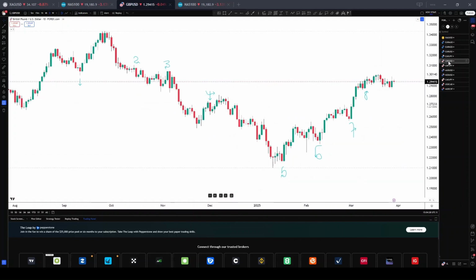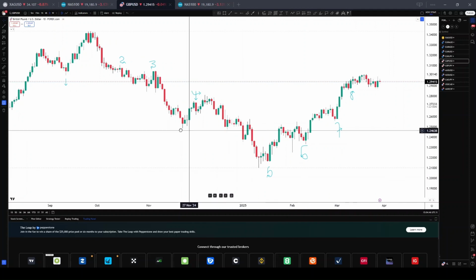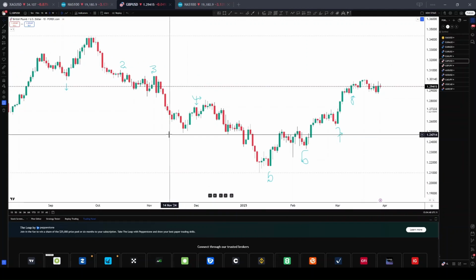The British pound against the US dollar, daily time frame. Identify patterns 1, 2, 3, 4, 5, 6, 7, 8. What I want you to do in the comments is to tell me which number represents what pattern.